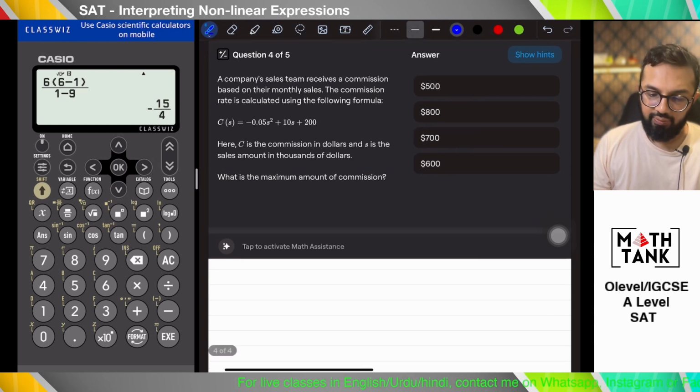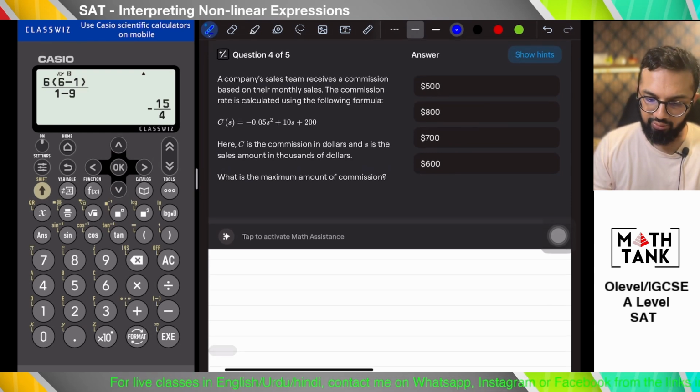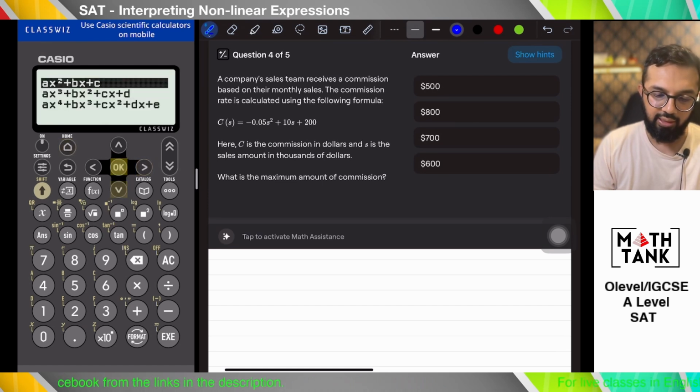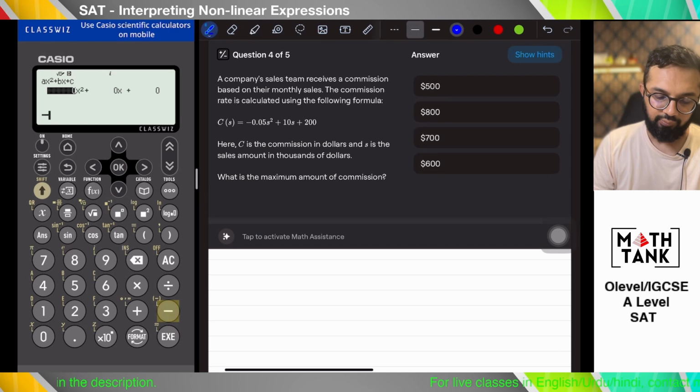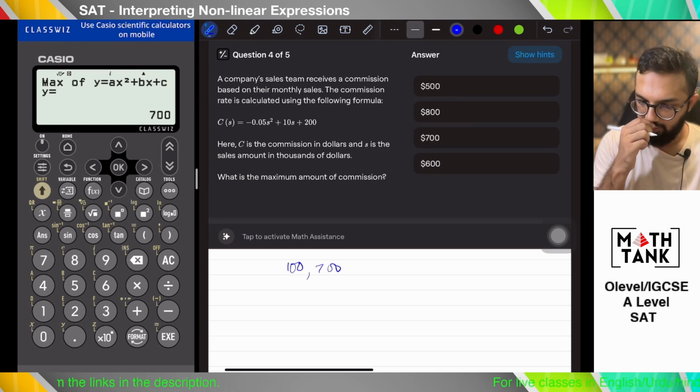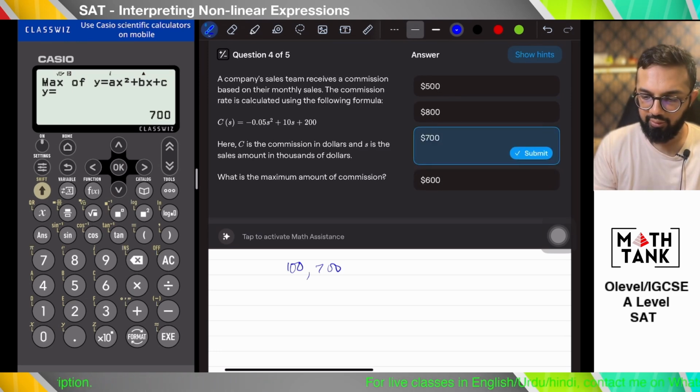A company's sales team receives a commission based on their monthly sales. The commission rate is calculated using the following formula. What is the maximum amount of commission? I think I should do this on my calculator because my calculator can find turning points very quickly. So the turning point is (100, 700). So the maximum commission is 700.